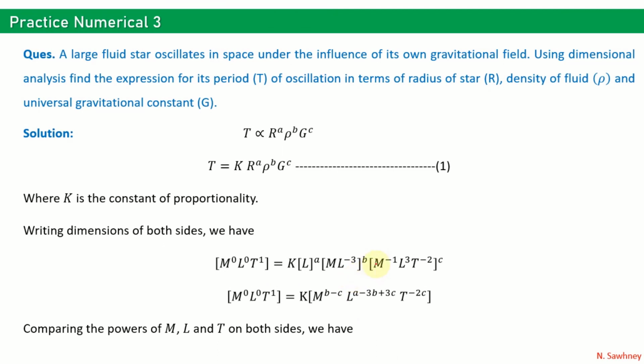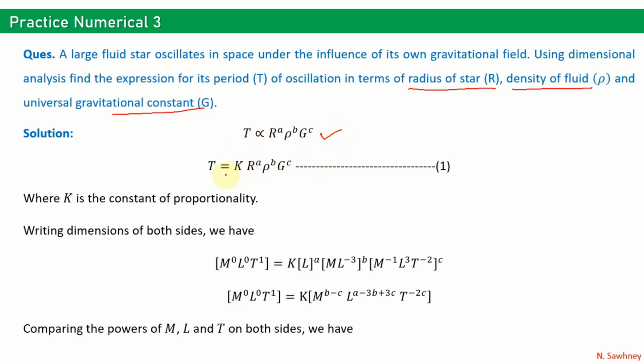Third numerical. A large fluid star oscillates in space under the influence of its own gravitational field. Using dimensional analysis, find the expression for its period T of oscillation in terms of radius of the star, density of the fluid and universal gravitational constant. That means here the time period of oscillation depends upon radius, density and gravitational constant G.